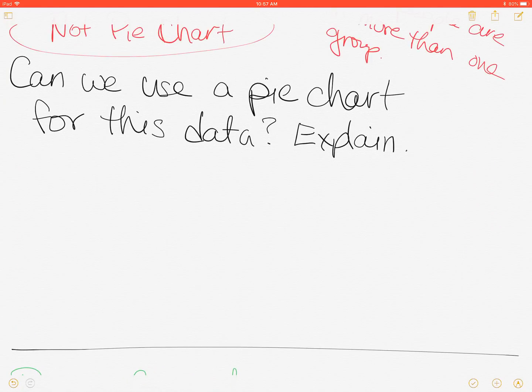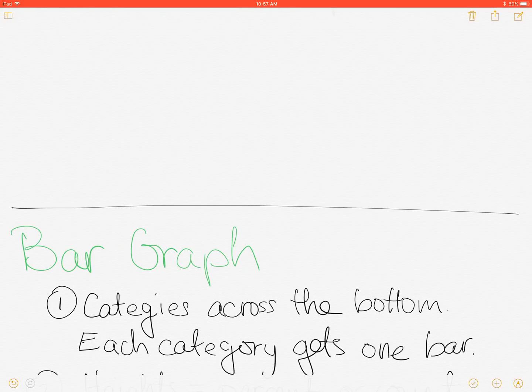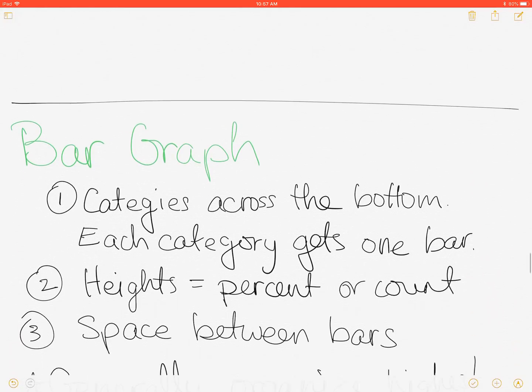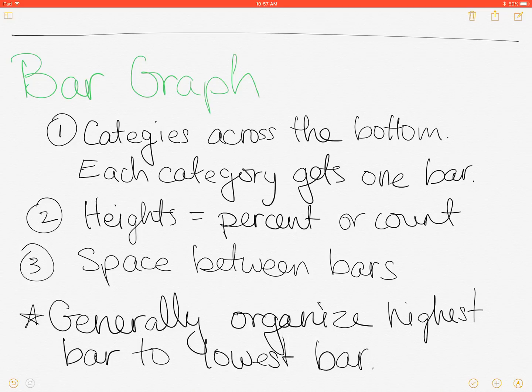So, what do we do if we can't make a pie chart? The only other graph we're going to learn for categorical data is called a bar graph, and hopefully we are all fairly familiar with these as well. So, a couple things to note about a bar graph. Categories go across the bottom, and each category is going to get 1 bar. The heights of the bars are going to be the percent or the count for that category. So if red shirts were 50% of my closet, the height of the red bar would be 50%.